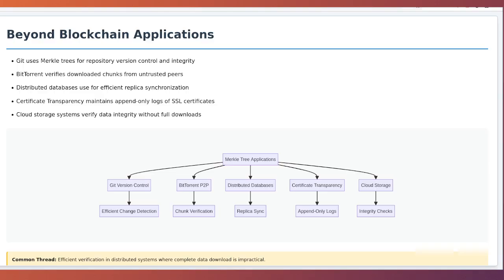The common thread across all these applications is the need to efficiently verify data integrity in distributed systems where you can't trust all participants or where downloading everything is impractical. Merkle trees solve this problem elegantly across all these domains.